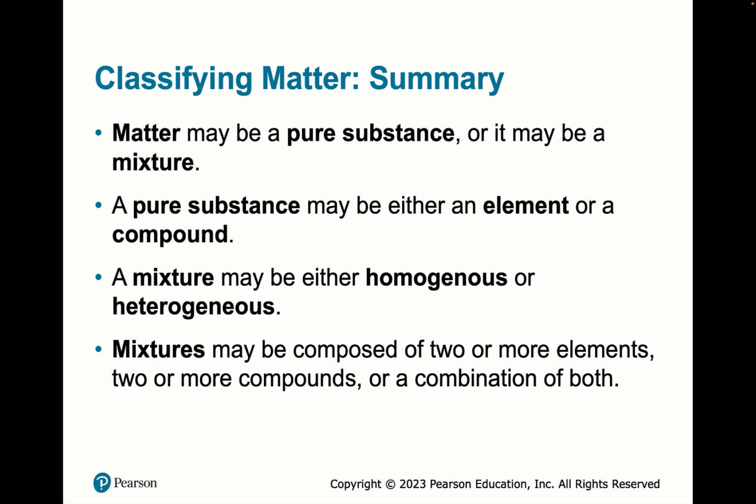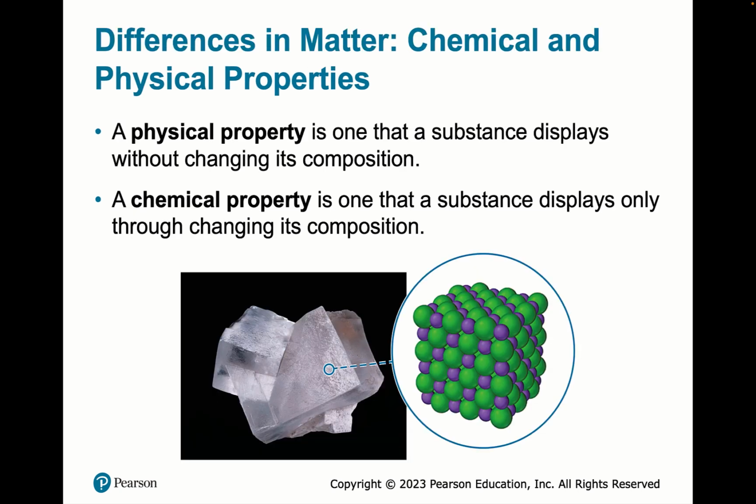So there is the summary of this. And let's talk about physical properties and chemical properties. A physical property is a property that you observe without changing the substance. And a chemical property is one that changes its composition or lack thereof. So for instance, gold is a very unreactive metal, and that is a chemical property.